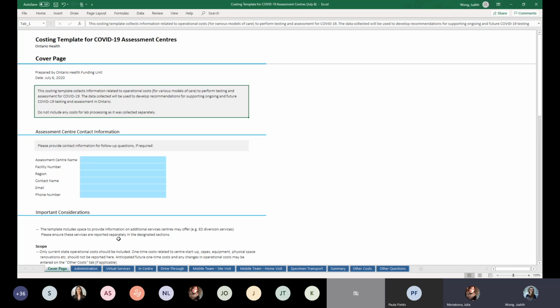document to the whole list of assessment centers, however many there are, about 142 or so in the province. So my understanding is, yes, if they are an assessment center, they would have been provided with this document.